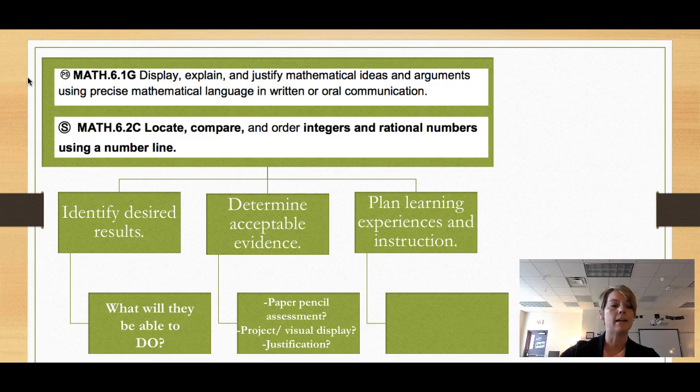But notice that in our process standards, students are required to display, explain, and justify mathematical ideas. So what kinds of projects or visual displays could they create? What kinds of justifications will you have students implement in order to see that they are able to do this at a critical thinking level, a level that goes beyond just sharing what they can recall about the content?